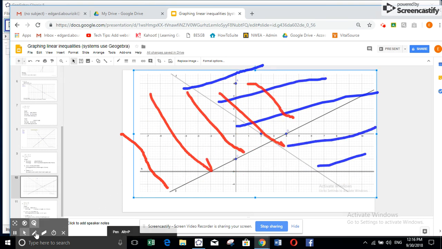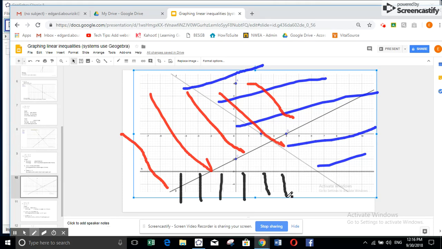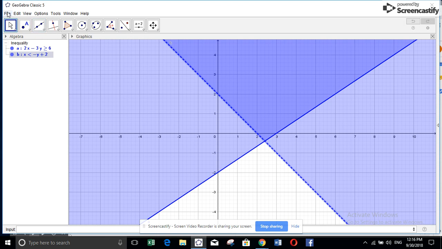So I shade the part down, which I don't want. I want bigger, so I shade down. So I am left with this triangle. Here the line is dotted, the boundary is not included, but here the line is solid, the boundary is included. Let us go to GeoGebra and check.